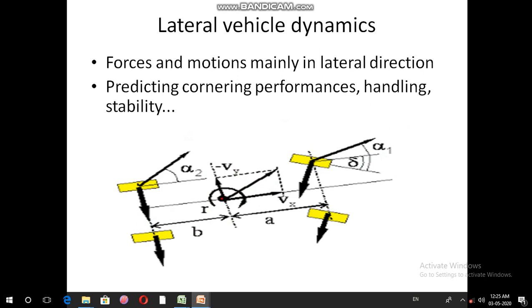This diagram shows the lateral vehicle dynamics. We consider force and motion mainly in the lateral direction: predicting cornering performance, handling, and stability. Predicting cornering performance is about taking a turn: what vehicle speed is possible without rolling. Handling stability relates to steering failure. Understeer or oversteer of the vehicle is also considered in lateral dynamics.